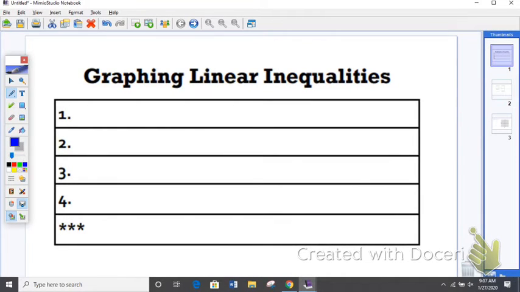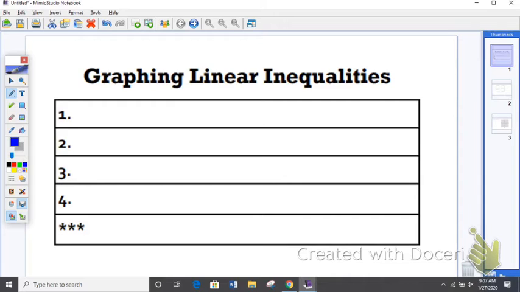Today we are going to be looking at graphing linear inequalities. So you need to turn to that page in your interactive notebook. Graphing linear inequalities. It would be the last page that we have glued in.